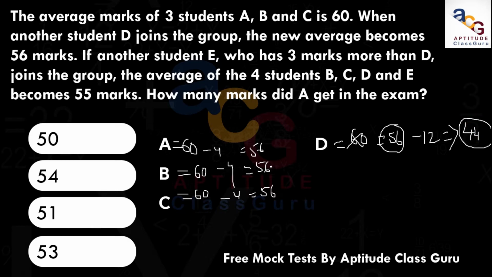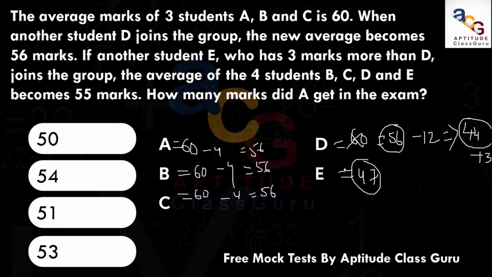Now the group consists of 4 members. Another student E has 3 marks more than D, so what are the marks obtained by E? E got 47 marks. And the average of the 4 students B, C, D, E becomes 55.